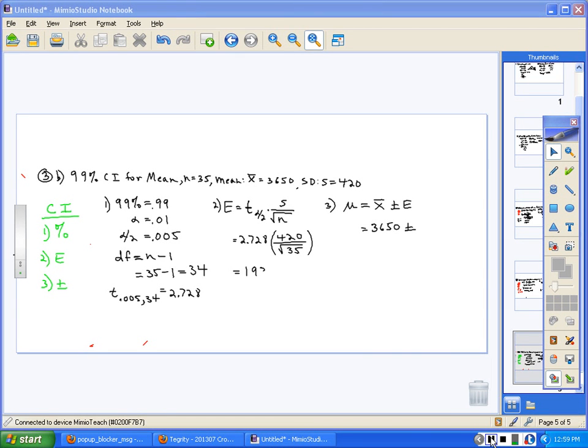Initially, it comes out to be 193.6687, etc. So we're going to round that to 194. And then we bring the 194 over here. And just like last time, I'm not going to show the in-between step, but remember that you have to subtract first. So the lower point is 3456, and the upper point is 3844. Okay. Now we'll go on.